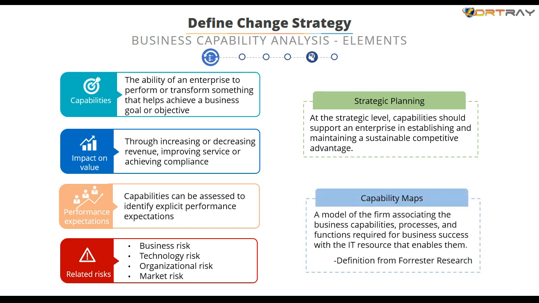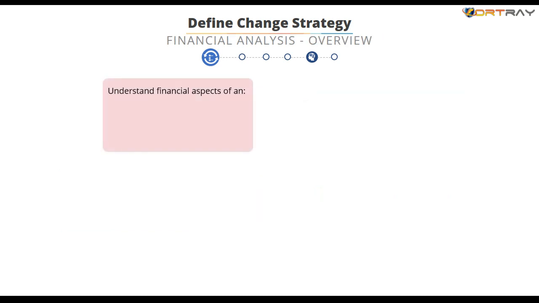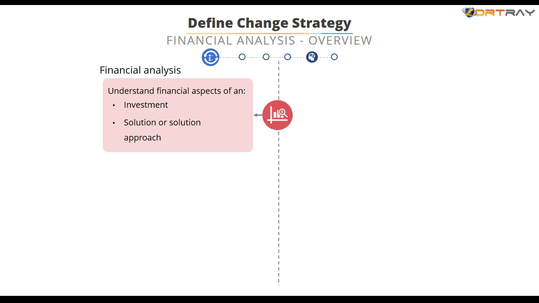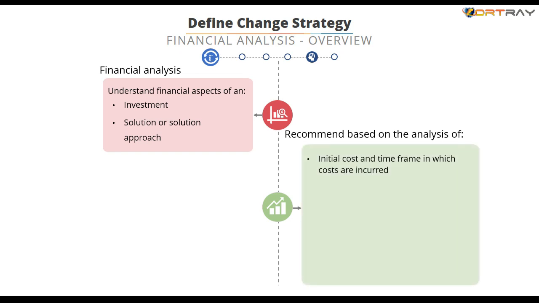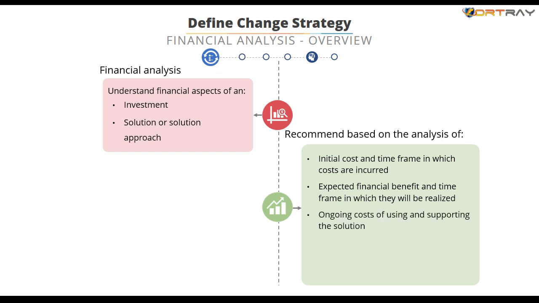A capability map is a model of the firm associating the business capabilities, processes, and functions required for business success with the IT resources that enable them. Financial analysis is used to understand the financial aspects of an investment, a solution, or a solution approach. Financial analysis is used to build a solution recommendation based on the analysis of the initial cost and time frame in which costs are incurred, expected financial benefit and time frame in which they will be realized, ongoing costs of using and supporting the solution, risk associated with the change and ongoing risks to business value of using that solution.